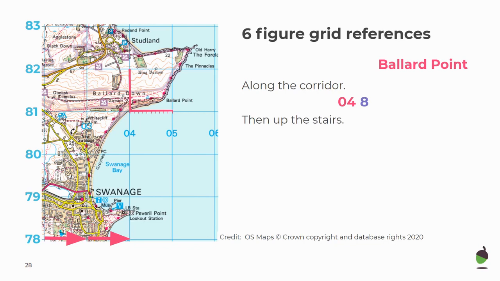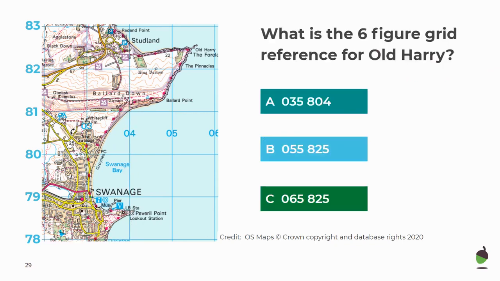Next we go up the stairs. 79, 80, 81. So our 4-figure grid reference would have been 0481. But again, we want to count how many little squares up. Here's Ballard Point, so we go along here, and it is 2 little squares up. So Ballard Point is located at 048812. And remember, you can pause the video and spend as long as you like looking at this.